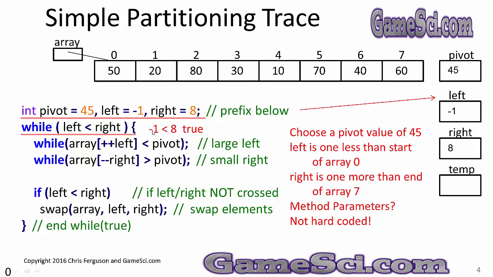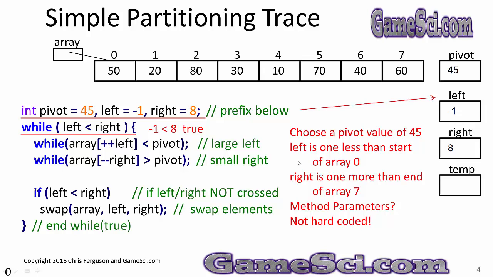These normally would be parameters to a method, but I just want to show you the code. So I don't want to write a whole method here and talk about parameters. We don't typically hard code these values. You don't hard code a pivot of 45. You don't hard code the left as -1. You don't hard code the right as 8.